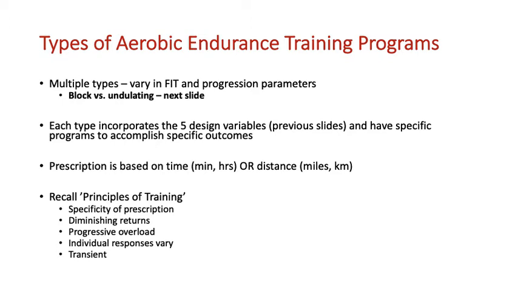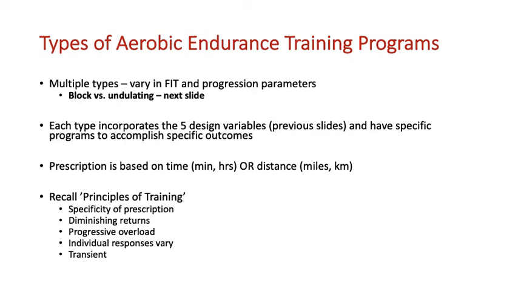So there's multiple types. They vary in fitness, intensity, and time, and progression parameters. So there's something called block versus undulating training programs, which we'll talk about on the next slide. Each type incorporates the 5 design variables we talked about on the previous slide and has specific programs to accomplish these outcomes. So really, prescription is based on time, so total time of training in minutes and hours, or in distance accumulated over a week, so miles and kilometers. Typically, people go by time to see how long you're going for.